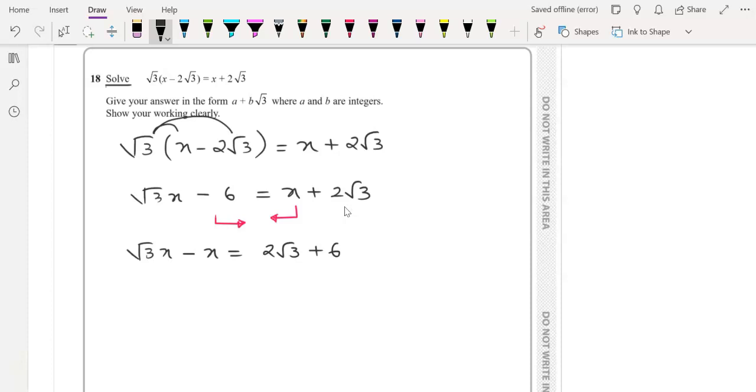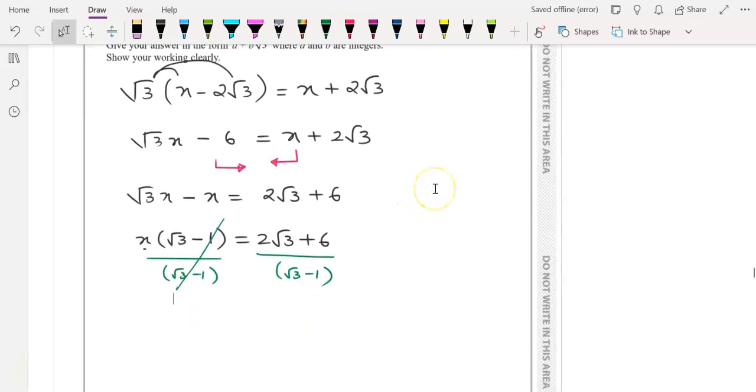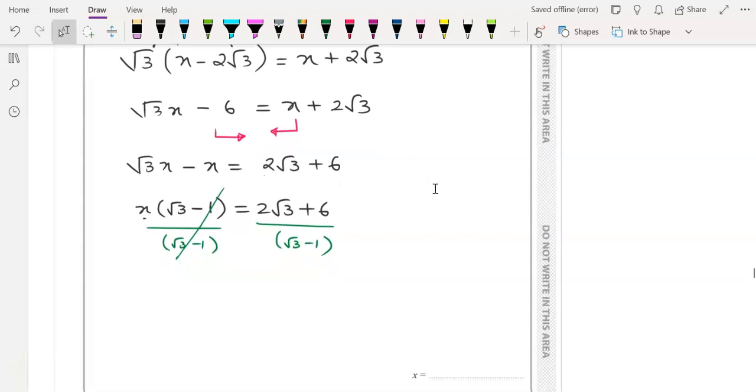Now I want x alone, so we'll factor out x. We'll get x times root 3 minus 1 equal to 2 root 3 plus 6. Now to find x, divide both sides by root 3 minus 1. So this will cancel out. Now we have x equal to 2 root 3 plus 6 upon root 3 minus 1.